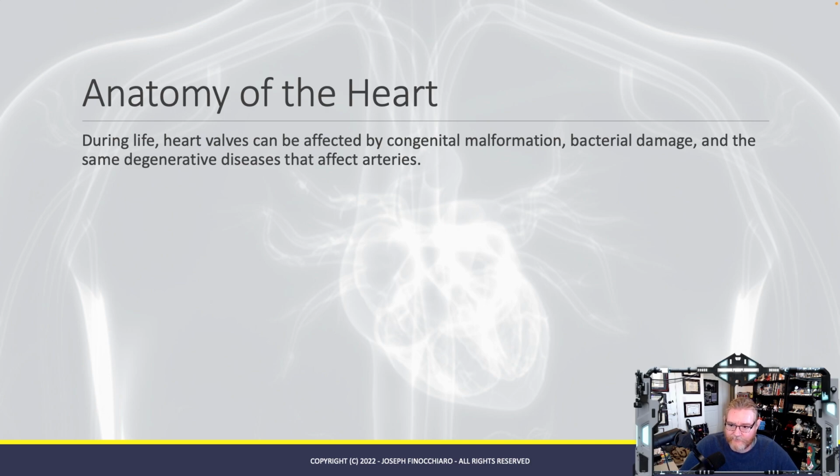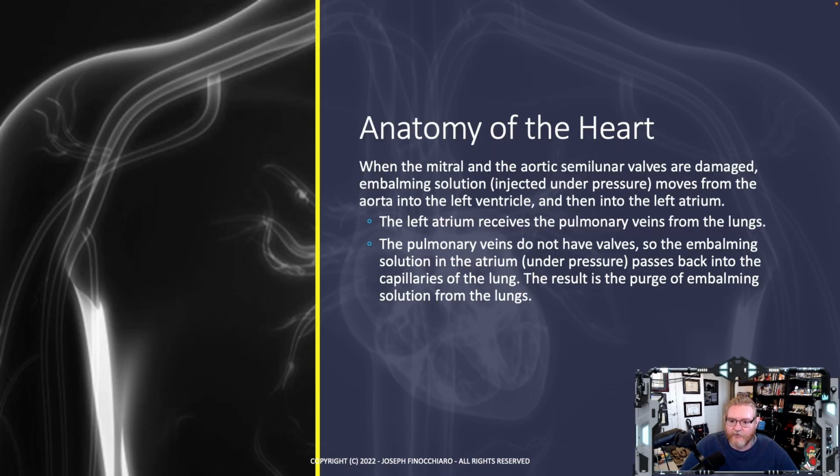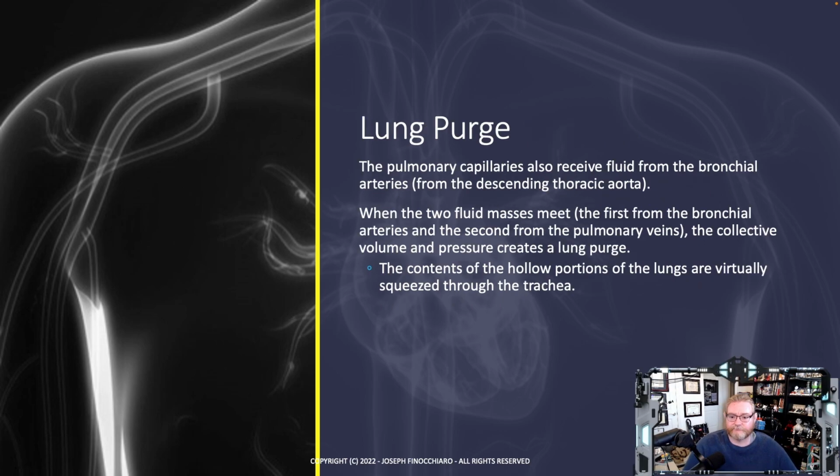During life, heart valves can be affected by congenital malformation, bacterial damage, and the same degenerative diseases that affect arteries. When the mitral and the aortic semilunar valves are damaged, embalming solution injected under pressure moves from the aorta into the left ventricle and then into the left atrium. The left atrium receives the pulmonary veins from the lungs. The pulmonary veins do not have valves, so the embalming solution in the atrium, under pressure, passes back into the capillaries of the lung. The result is the purge of embalming solution from the lungs.